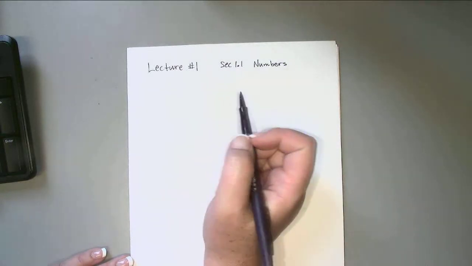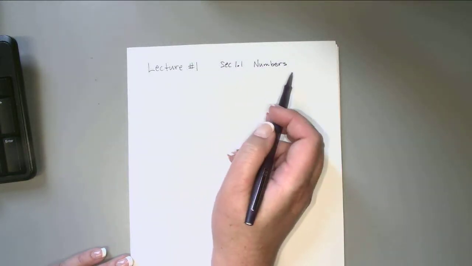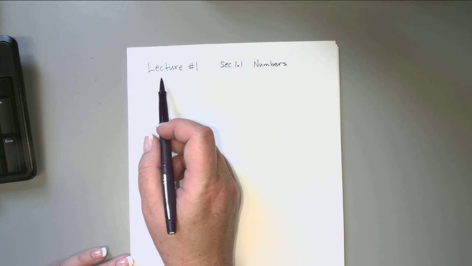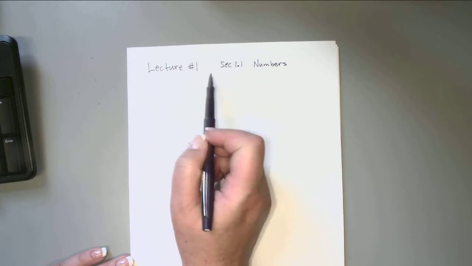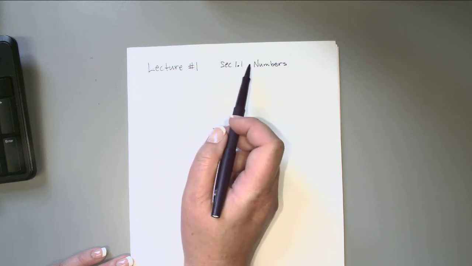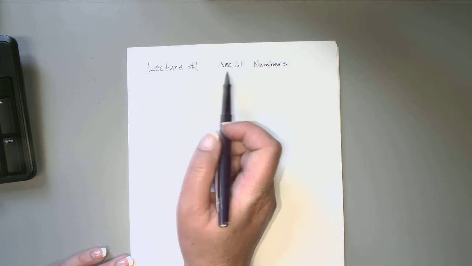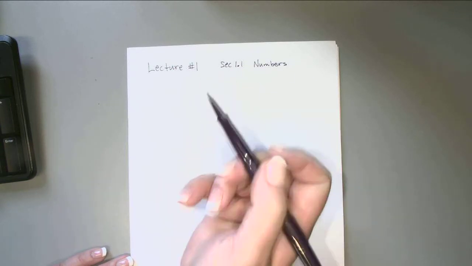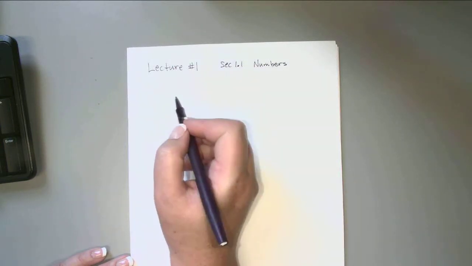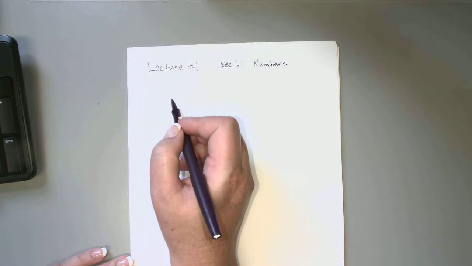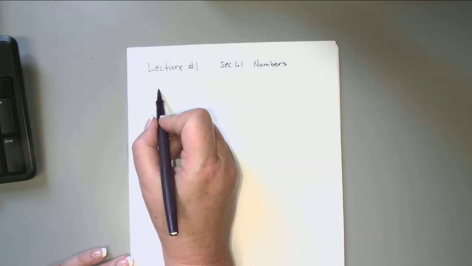Okay, so we're going to talk about section 1.1, which is called numbers. And this is lecture number 1. If you haven't already read the textbook section, which is on the course website, then go back and read section 1.1 first, and then come here. So we're going to talk about a couple things that are a little bit different than in the textbook, but along the same line.